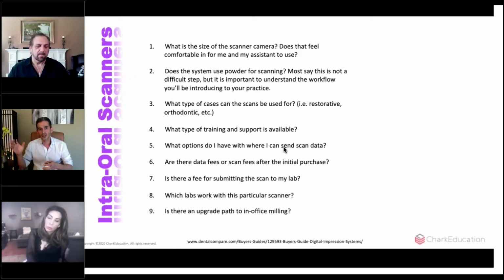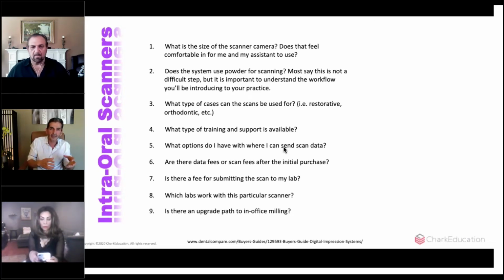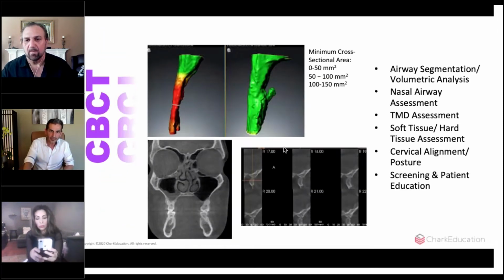Whichever company you decide to go with, make sure it's a scanner that has good training, good support, and also integrates well into the rest of your system. Is it an open platform or a closed platform? These are the things you may want to keep in mind and then figure out what fits your clinic. It's not one size fits all. You've got to figure out what fits your digital workflow best.